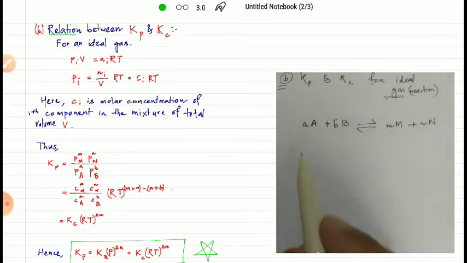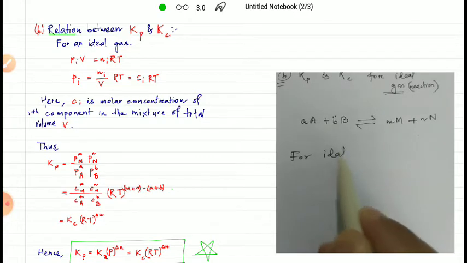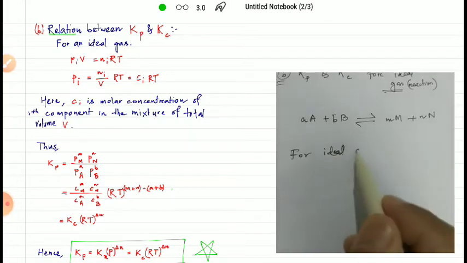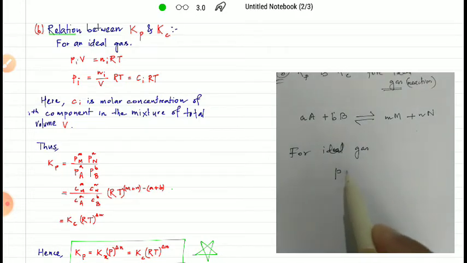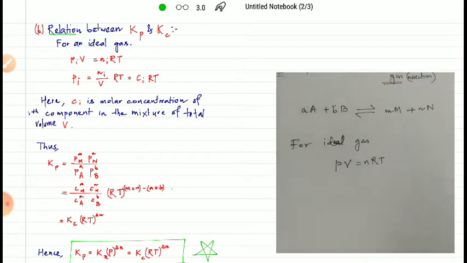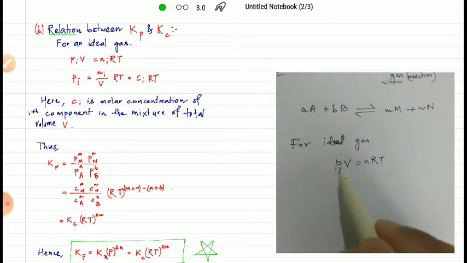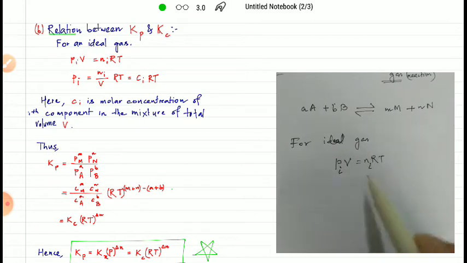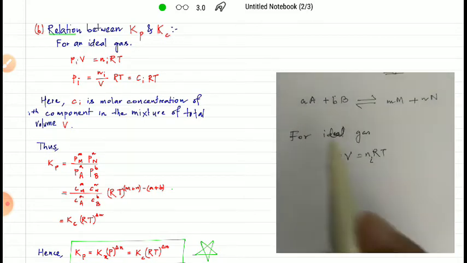and we consider that they all follow the ideal gas equation, that means they are ideal gases. So we know that for ideal gas, PV is equal to nRT, but this is general, no? For one component, let's suppose the ith component, the partial pressure Pi is equal to ni RT divided by V, where R and temperature are constants, and V is the total volume.